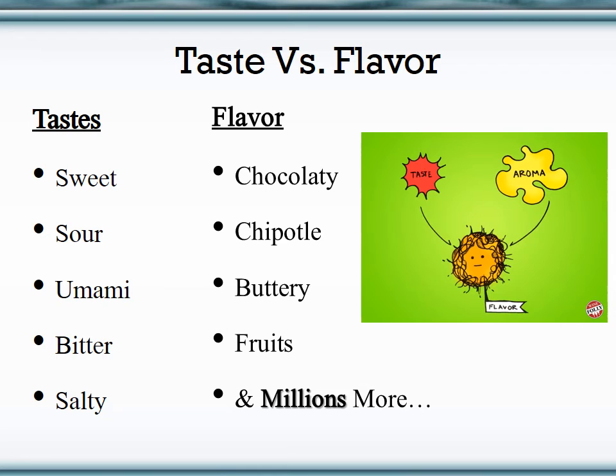Taste is the chemical message that is sent to our body. It is very scientific. It is very concrete. Flavor is more so our association with what it is that we put in our mouths. Specifically, flavor is the combination of taste and smell.